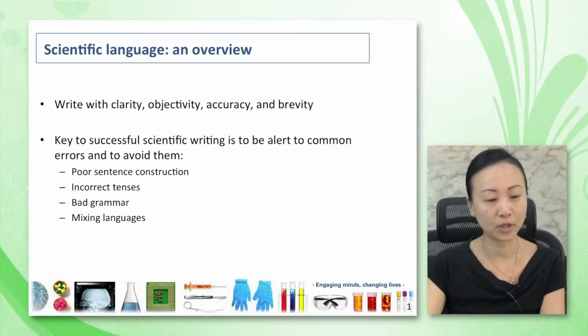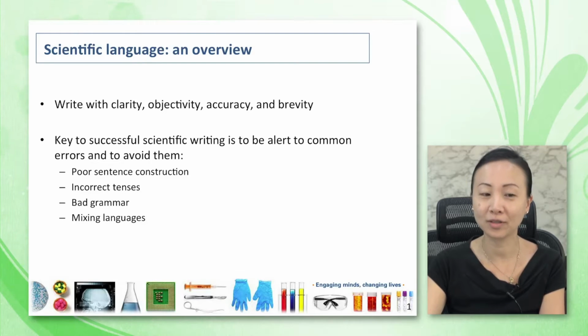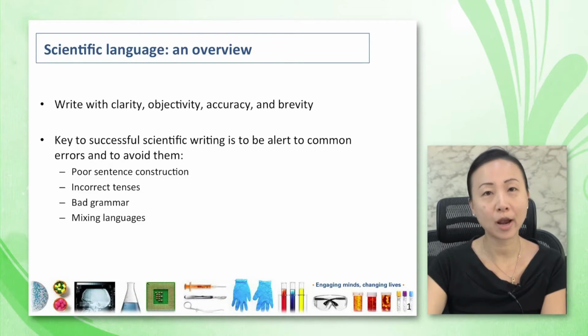In this talk, I will give you a brief overview of scientific language and the most common errors that we encounter. The key to scientific language is to write clearly, objectively, accurately and concisely. The most common errors are as follows, and I will go into each one in the subsequent slides. Poor sentence construction, incorrect tenses, bad grammar, and inconsistent use of English throughout the manuscript.